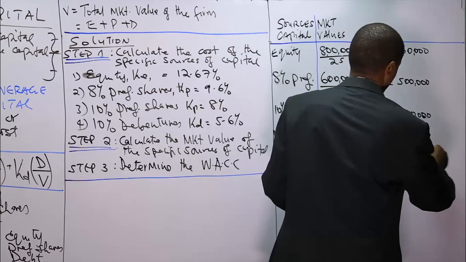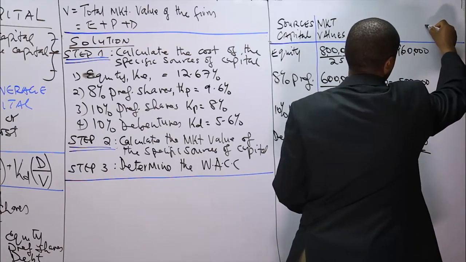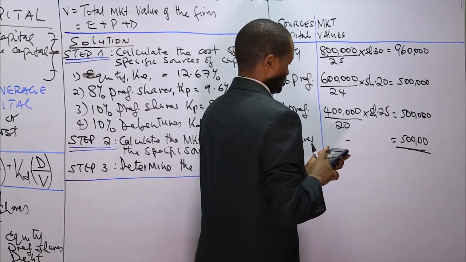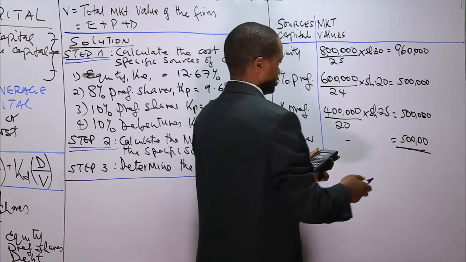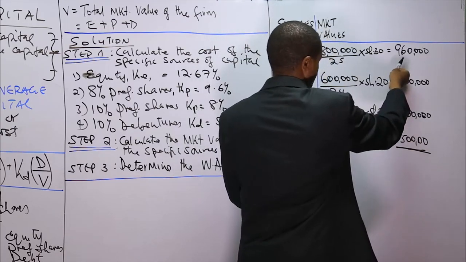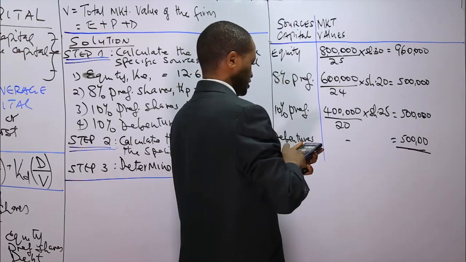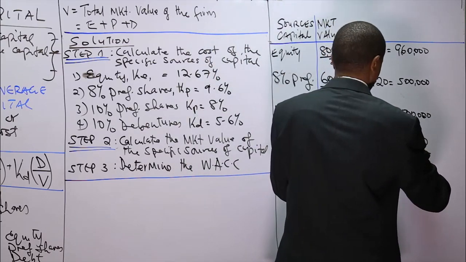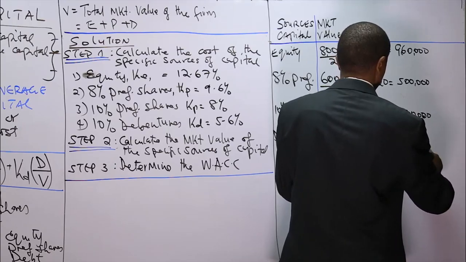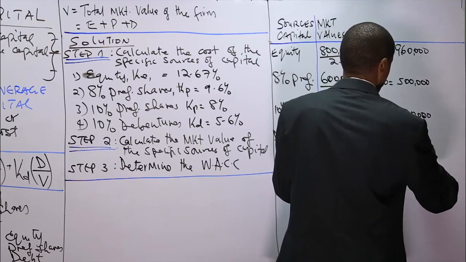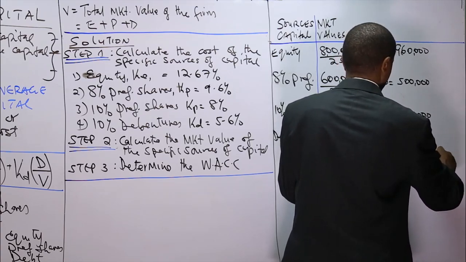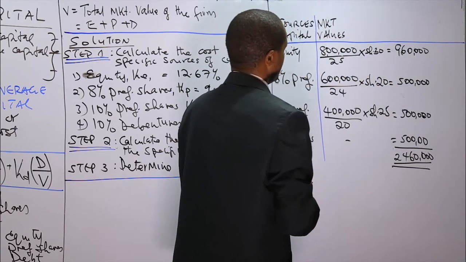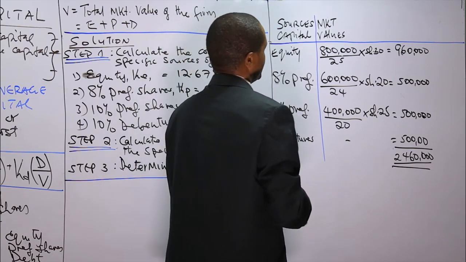So I get the total. This will give me the total: 500,000 plus 500,000 plus 500,000 plus 960,000. This is equal to 2,460,000. Okay, so that is the total market value.